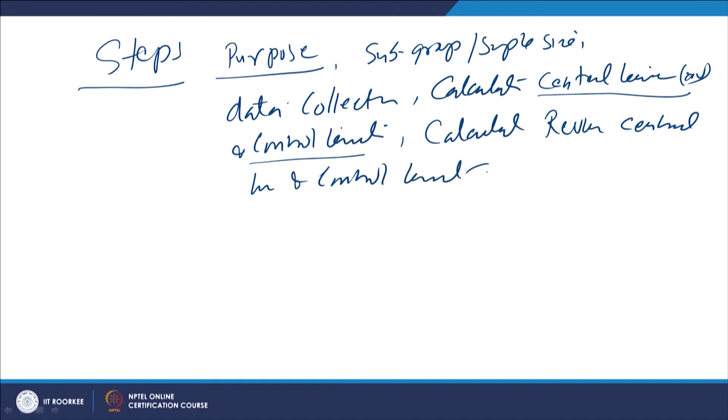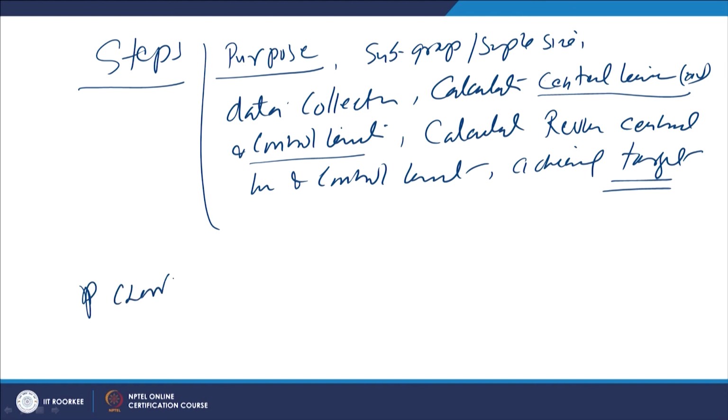So, this is the next step, and after this we plan for achieving the target for improvement, or checking the effectiveness of a particular change towards improvement or deterioration. So, these are the steps as far as the P chart is concerned.